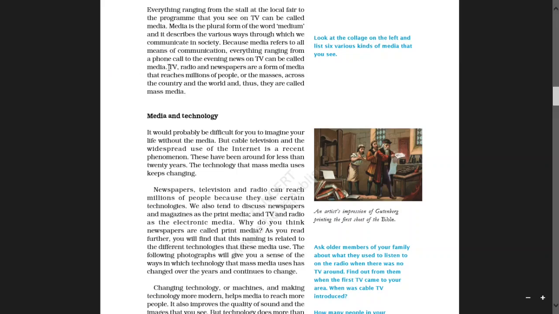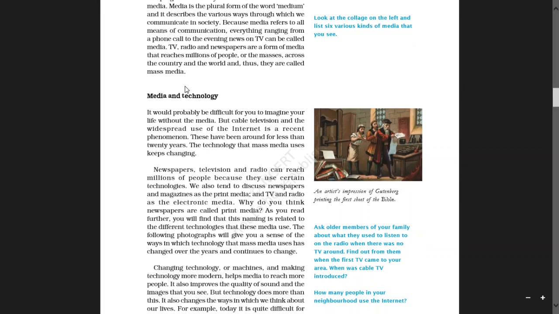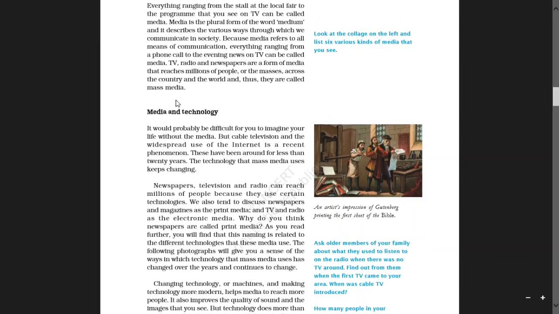Here, media is the plural form of the word medium, and it describes the different ways through which we communicate in society. It is because media refers to all means of communication, all types of communication, everything ranging from a phone call to the evening news on TV. It can be called media.